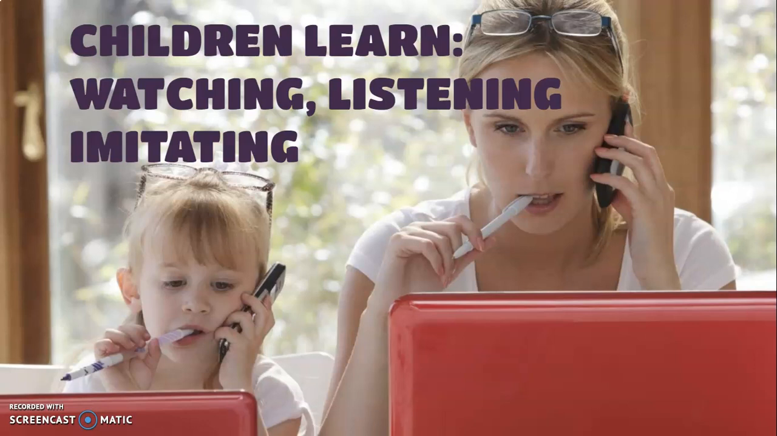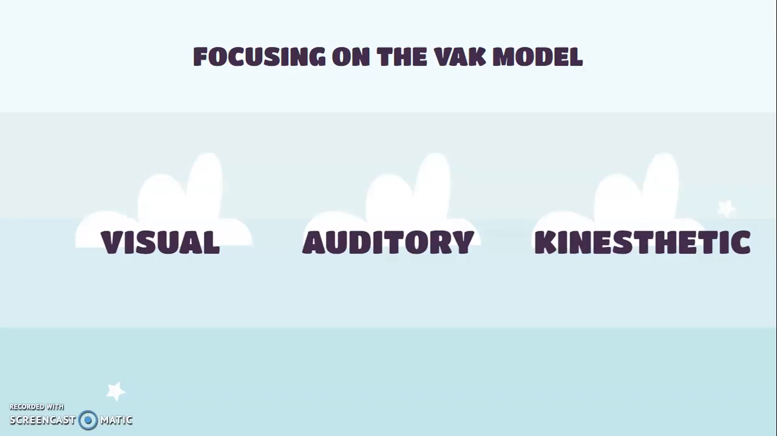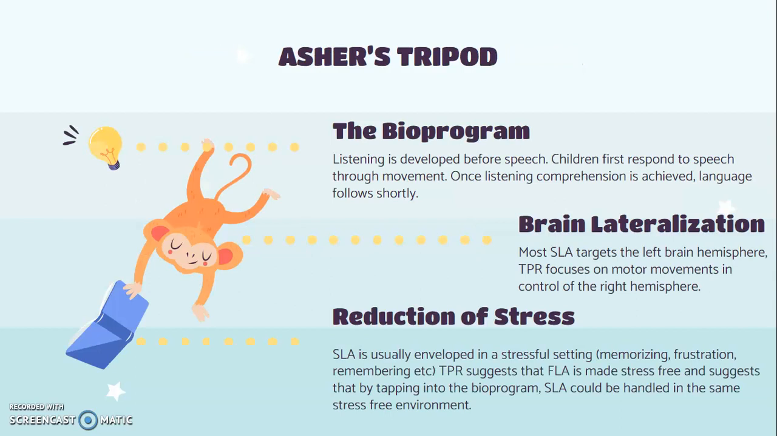We all know that children learn by watching, listening, and imitating. These three theories go hand in hand with the VAC model, which entails visual, auditory, and kinesthetic stimuli. Alongside this, Professor Asher developed three basic pillars of this theory.